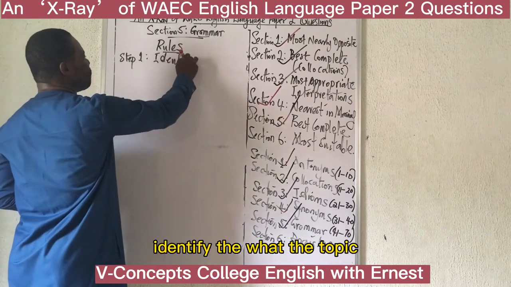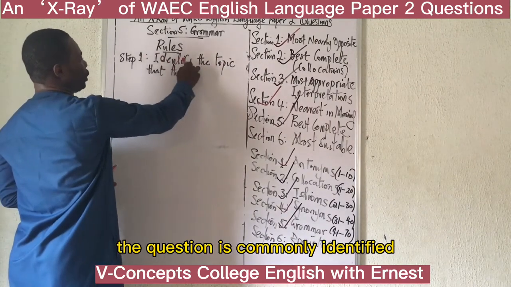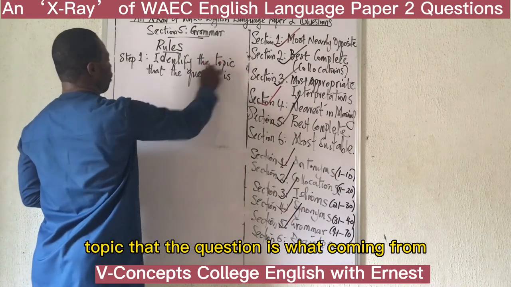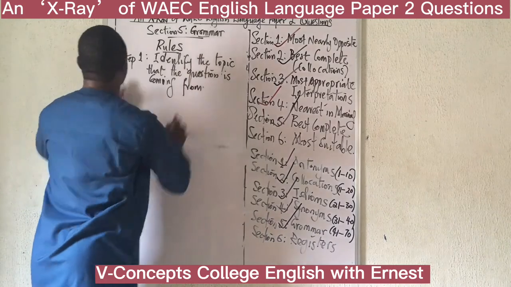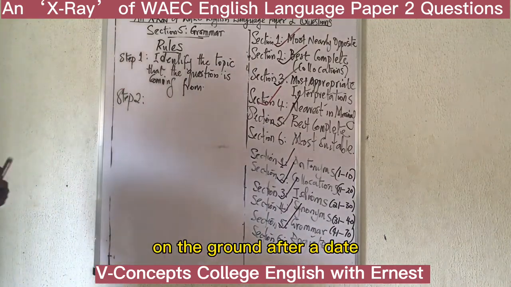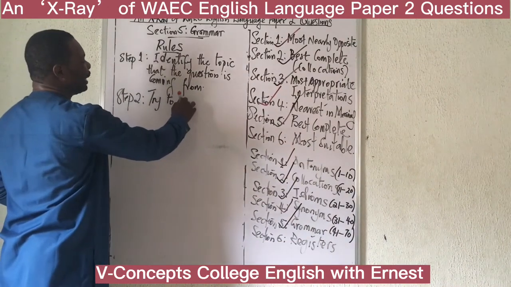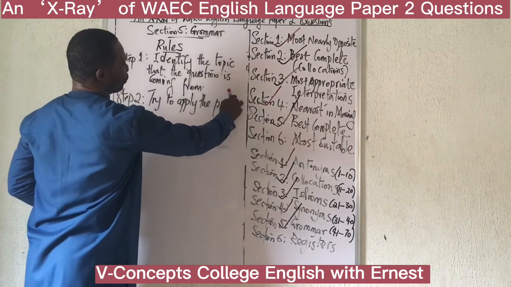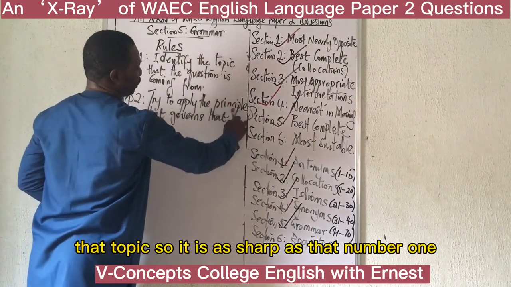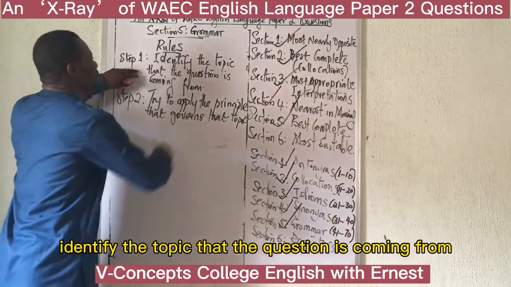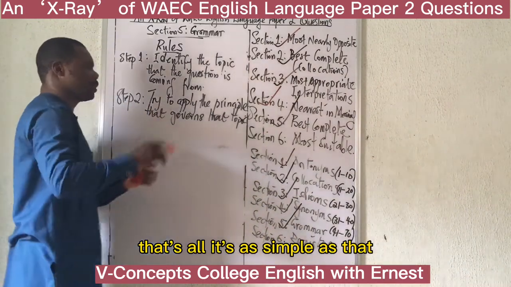Step one, identify the question. Identify the topic that the question is coming from. That's step one. Then what about step two? Under grammar, after identifying the topic that the question is coming from, you try to apply the principle that governs that topic. So it is as short as that. Number one, identify the topic that the question is coming from. And then number two, try to apply the principle that governs that topic. That's all. It's as simple as that.